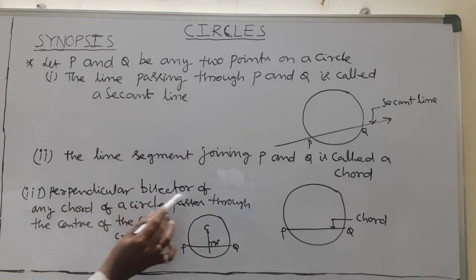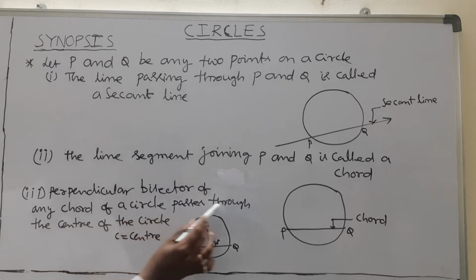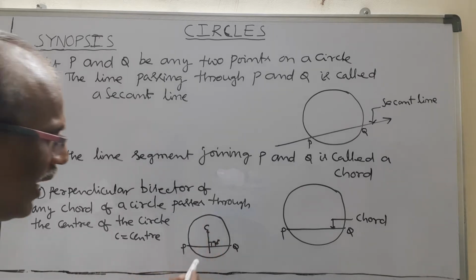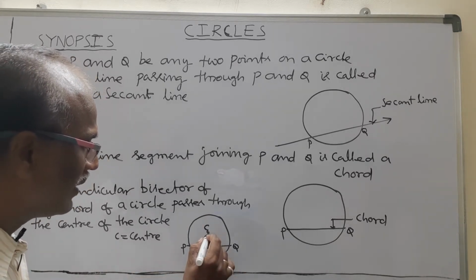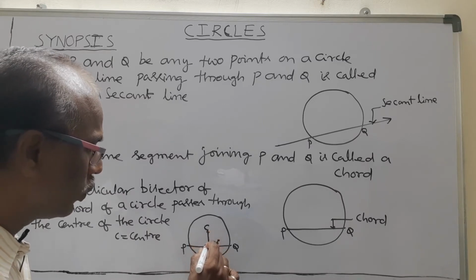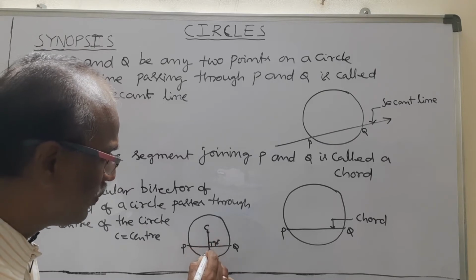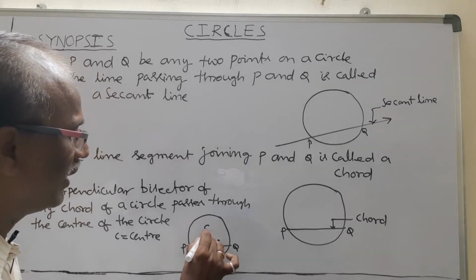Next, the perpendicular bisector of any chord of a circle passes through the center of the circle. In the diagram, PQ is the chord. A perpendicular bisector is a line passing through the midpoint of the chord and perpendicular to the chord. This perpendicular bisector passes through the center of the circle.